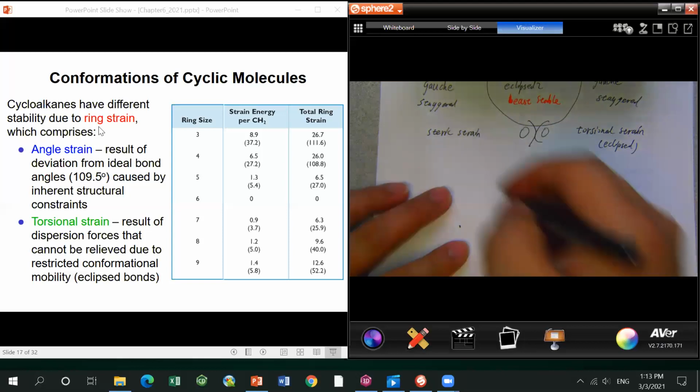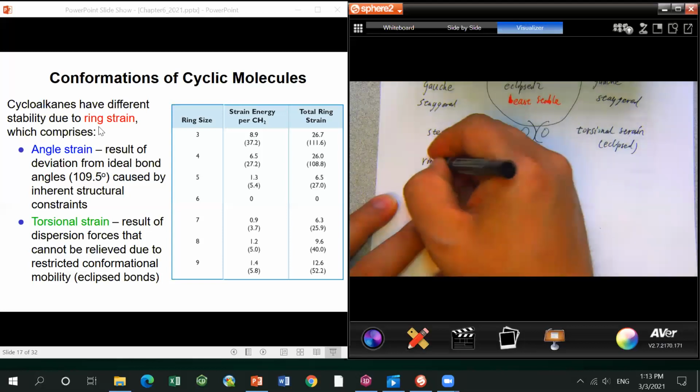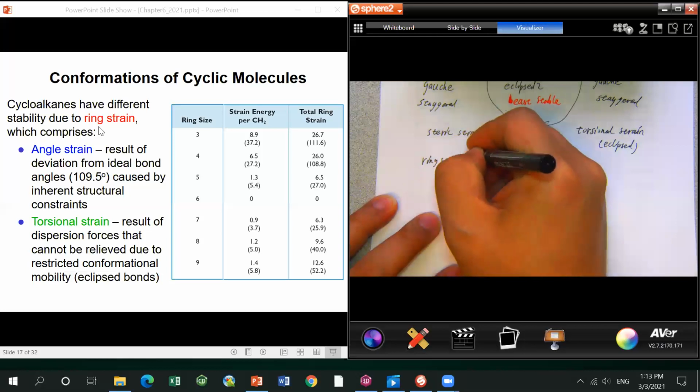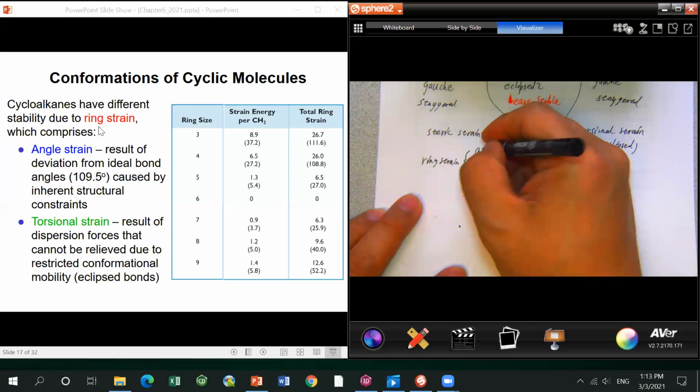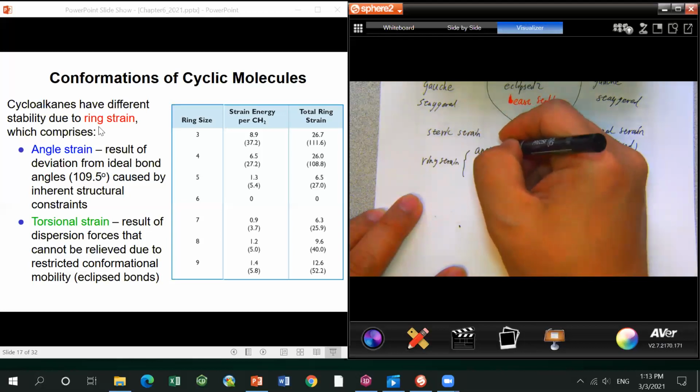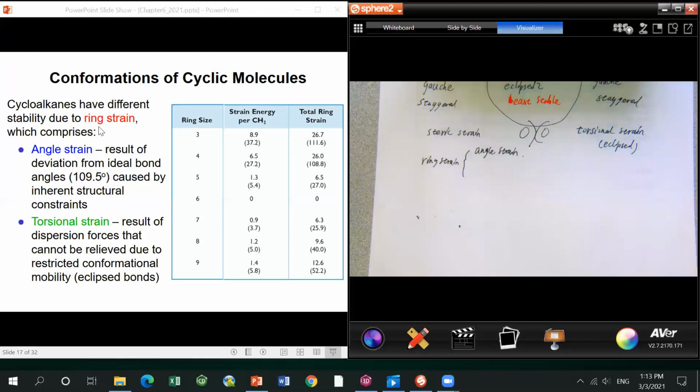Ring strain has two components. The first one is angle strain. Angle strain is because of the certain number of atoms in the ring, so you cannot reach the 109.5 degree bond angle. All the carbons on a cyclic alkane are supposed to be tetrahedral, so the ideal bond angle should be 109.5, but sometimes you cannot reach 109.5, it's either less or larger than 109.5, so you generate ring strain.